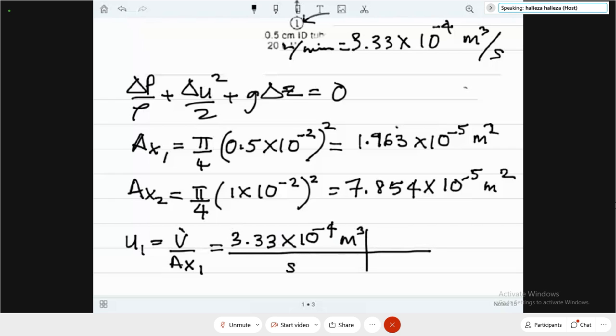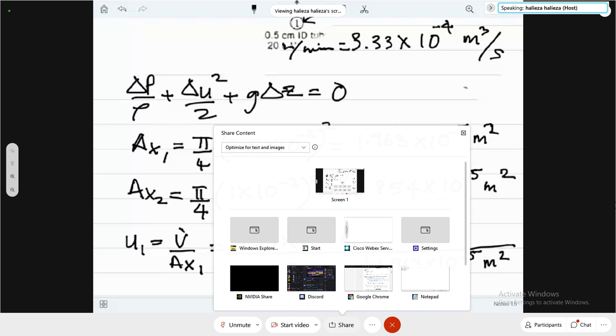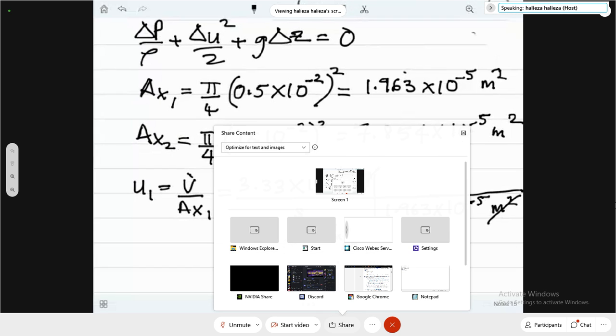You divide it by the cross-sectional area, 1.963 times 10 to the power negative 5 meter square. So you will cancel off the meter square, and you will be left with one meter, so your answer will be in meter per second. We did manage to get an answer just now. What did we get? 16.96, thank you. Okay, that is your velocity at location 1.